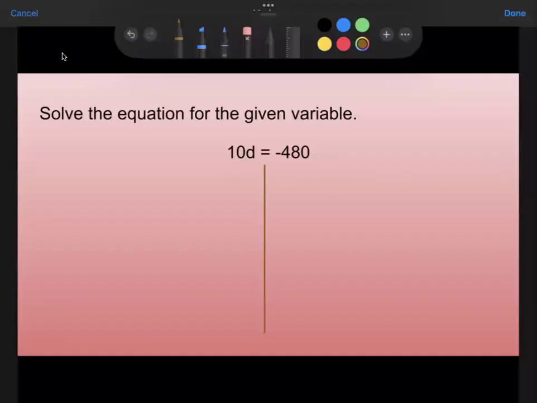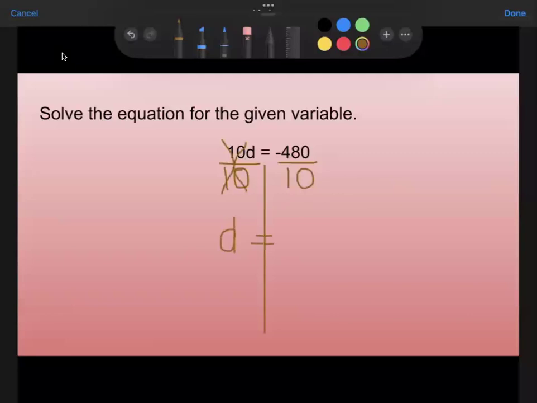So to move the 10 away from the d, I have to do the opposite, which is dividing both sides by 10. So I'm going to divide this by 10 and this by 10. 10 divided by 10 is 1, and 1 times d is just d. So we're going to cancel those out and leave us with just d over here.